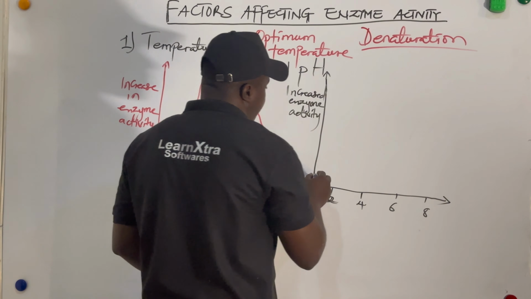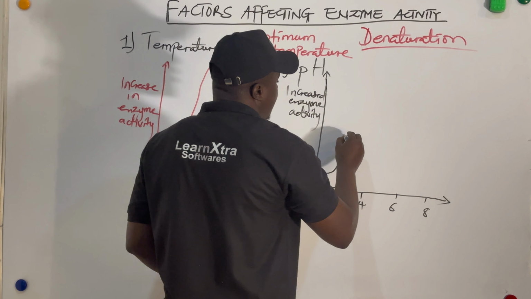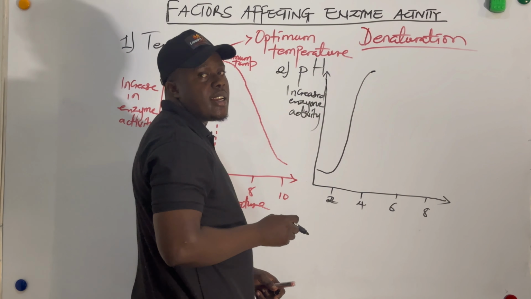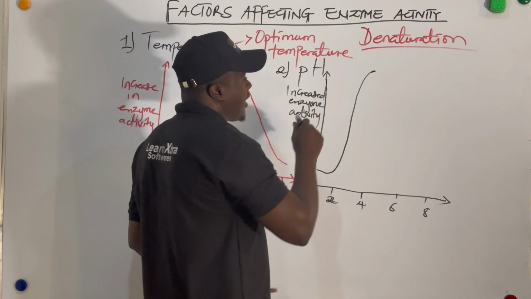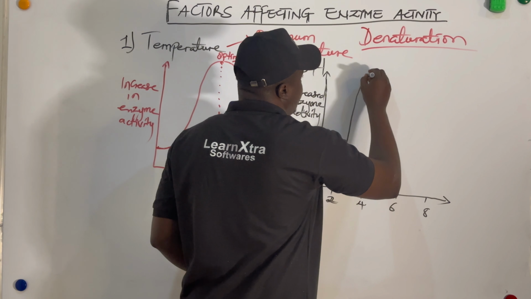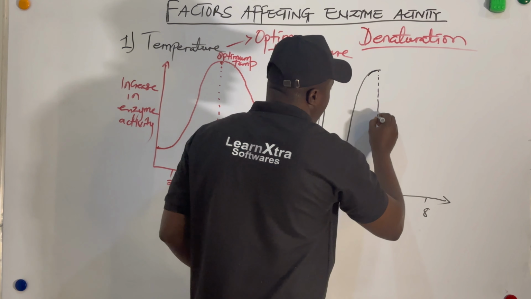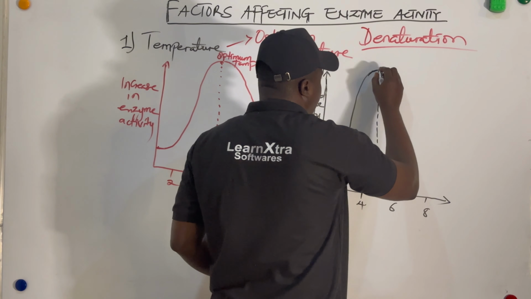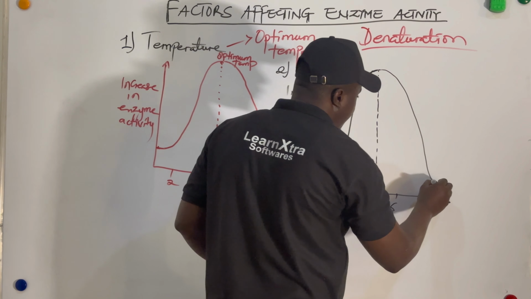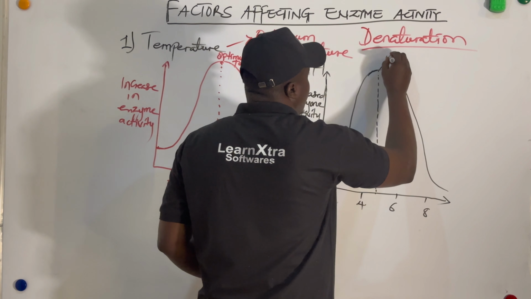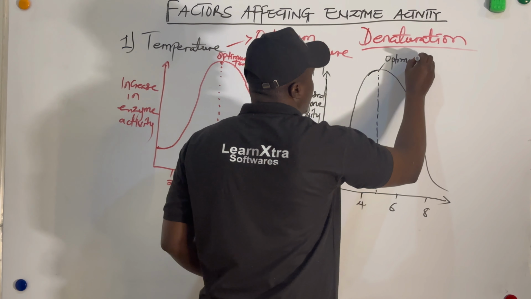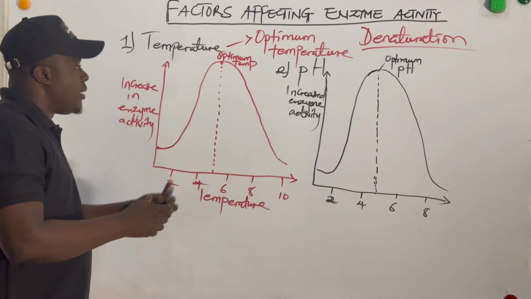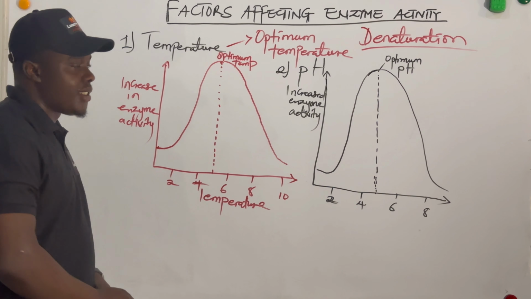So basically, it starts from a point, right? Moves, increases, and then it gets to a point where the activity of that enzyme becomes highest. That is what is referred to as the optimum pH. In this case, I'm using this point, pardon my drawing, and then it declines over time. So we call this the optimum pH. Right. So that is it. Basically, temperature and pH have the same curve pattern.